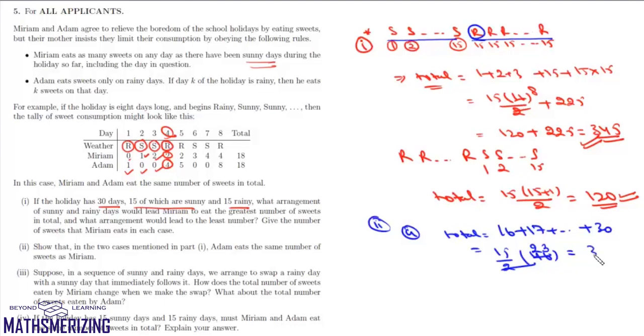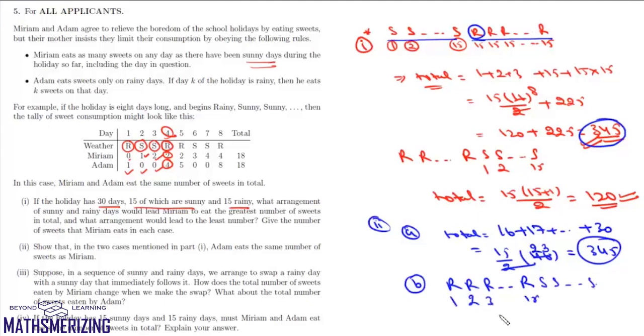23 into 15 is nothing but 345. So in the first case, the number of sweets that Adam will have is the same as the number of sweets that Miriam will have. Now for the second case, when it is the first 15 rainy days followed by the next 15 sunny days, Adam will get 1, 2, 3 up to 15. So in that case, the total number of sweets that Adam will have is 1 plus 2 plus 3 up to 15, which is nothing but 120, which again is the same as that of Miriam.